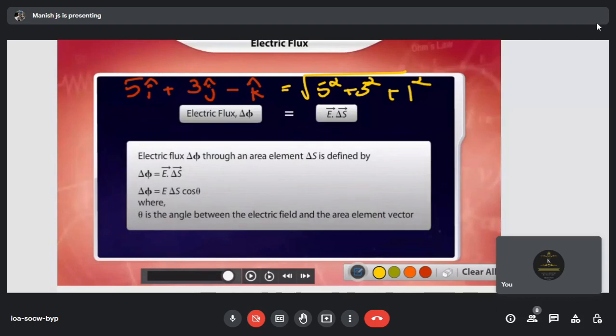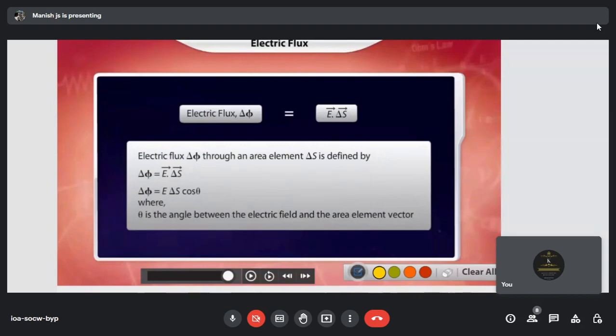The j coefficient is 3, the k coefficient is -1, but -1 the whole square would give you 1 only. So 5 fives are 25 plus 9 plus 1. So accordingly you will get the answer. Is it clear? So that's how you find out the magnitude. Very good. So that's very important to know.